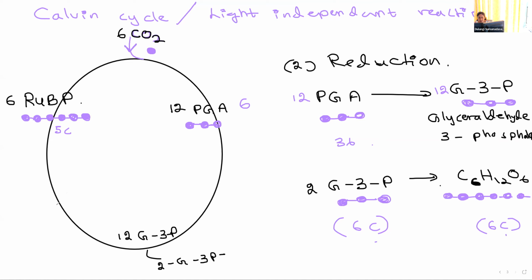Right, okay. So this is what happens in the reduction step. The PGA is going to convert into G3P. And out of 12 G3Ps, we are only using 2 to produce glucose. Right, so can you draw the arrow and write down the output? We are building up glucose. Is the reduction step clear?